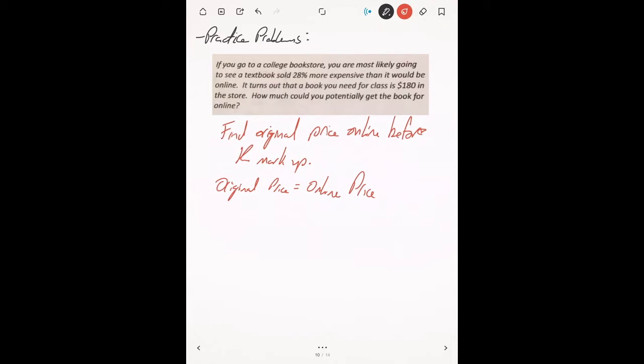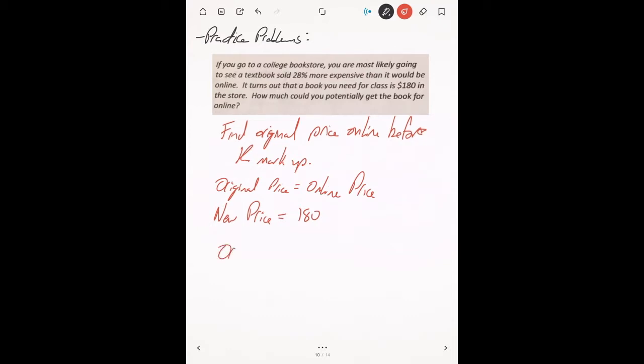And what we're going to do when we have markups and markdowns is we end up with a new price. There was some original value, then you either added onto it or subtracted off of it, and you're going to get a new price. That new price is the $180 that we're seeing in the store. So there was an original price, and you can probably tell that this is a markup problem. We took that online price and we added some stuff onto it to get to the new price of $180.